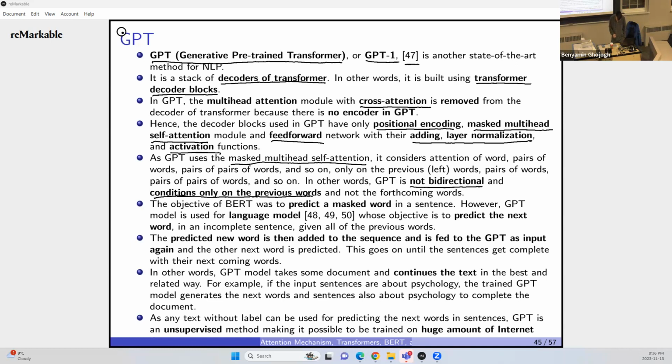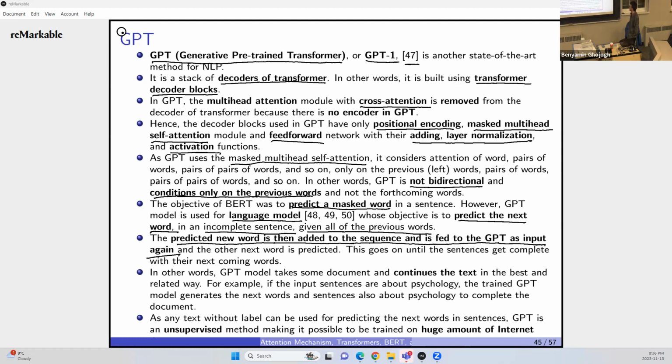So the objective of BERT was to predict a masked word, but GPT is a language model. What does it mean? It generates text for you, right? It predicts the next word in an incomplete sentence, given all of the previous words. As a result, GPT is a causal model, but BERT is not a causal model. The predicted new word is then added to the sequence and is fed to GPT as input again. Exactly what I said a few minutes ago.